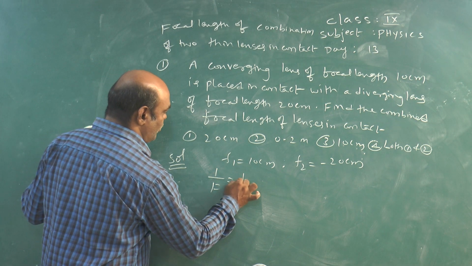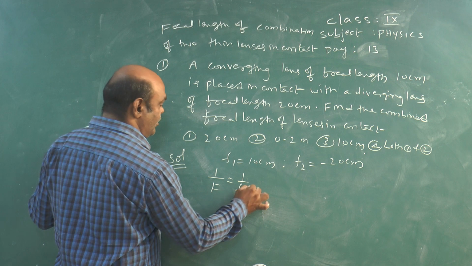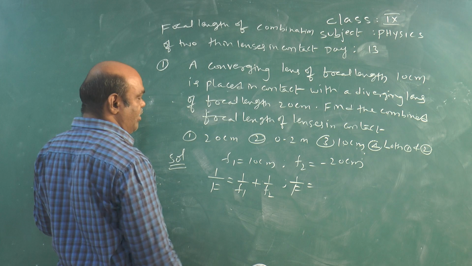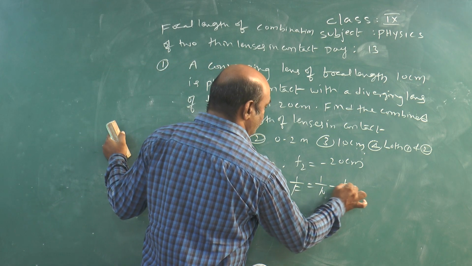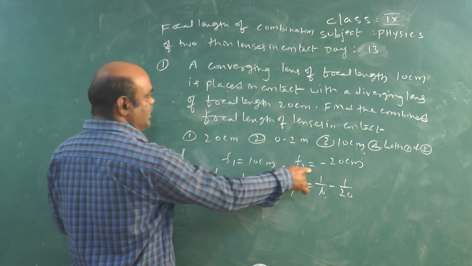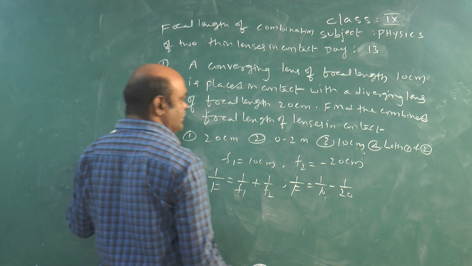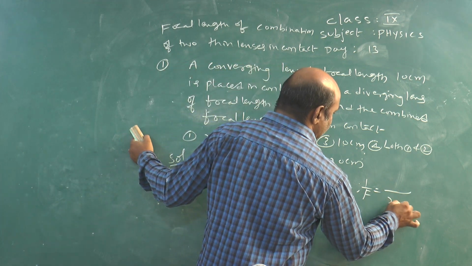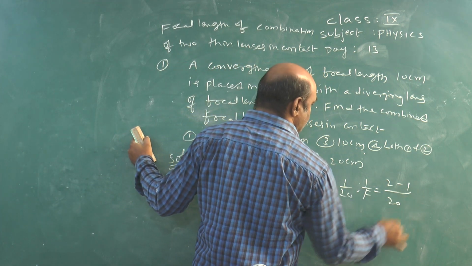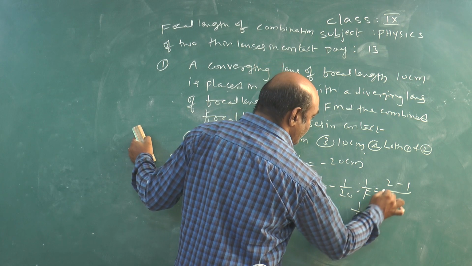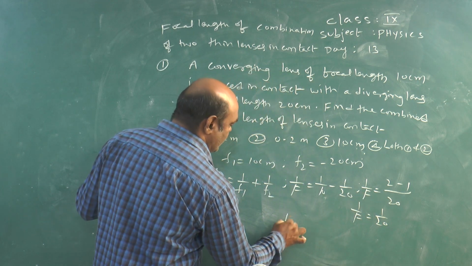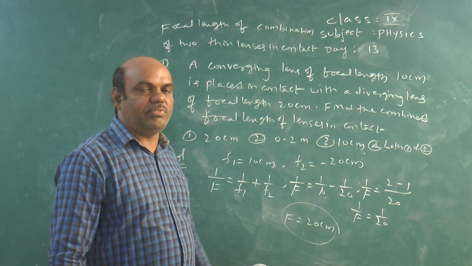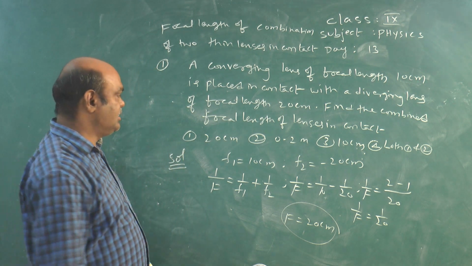The formula is 1 by capital F equal to 1 by f1 plus 1 by f2. So 1 by F equal to 1 by 10 minus 1 by 20, because here it is a negative sign, so plus into minus gives minus. The LCM is 20, so 2 minus 1. So 1 by F equal to 1 by 20, therefore F equal to 20 centimeter. So the effective focal length is 20 centimeter.